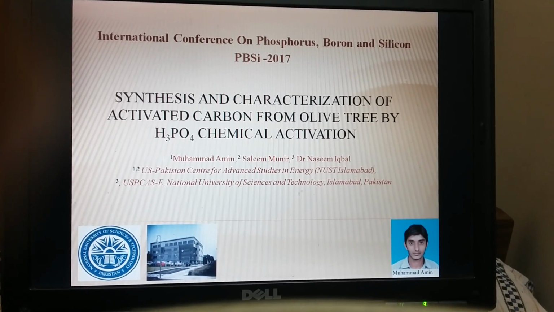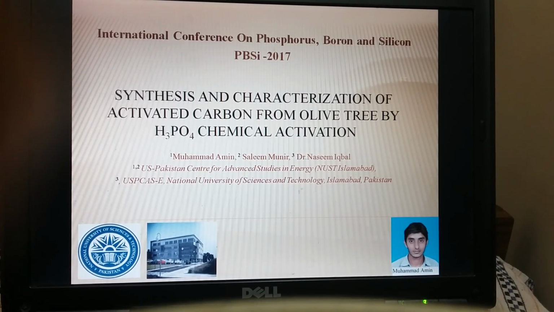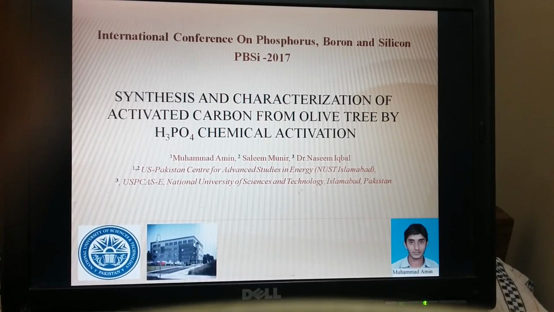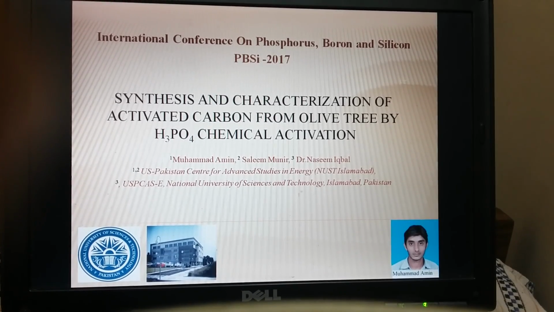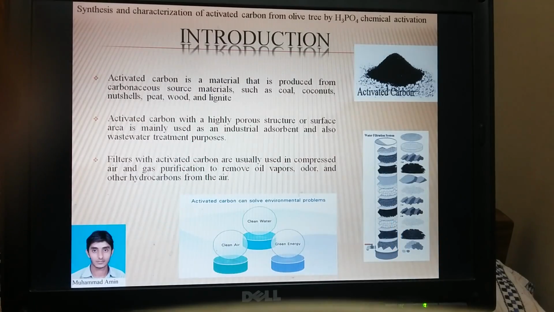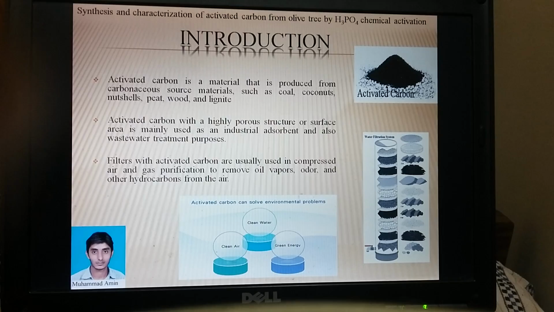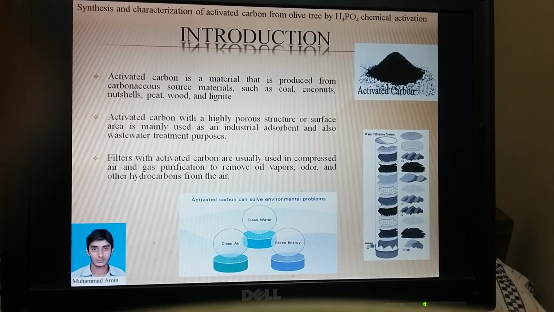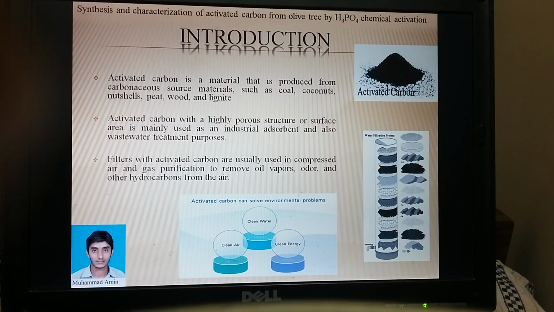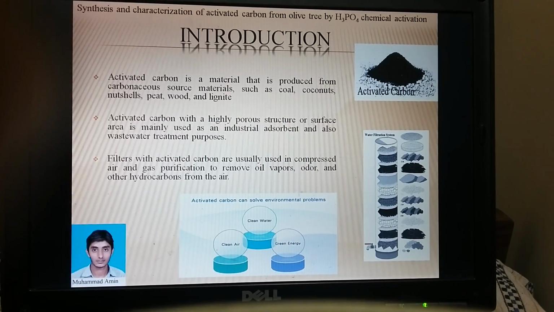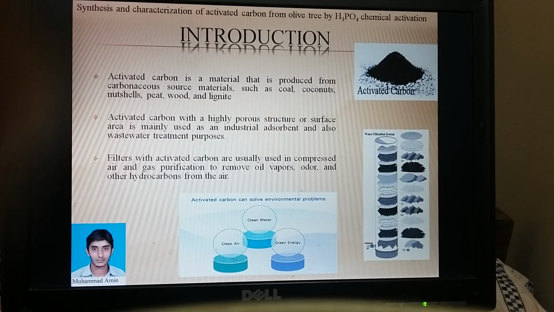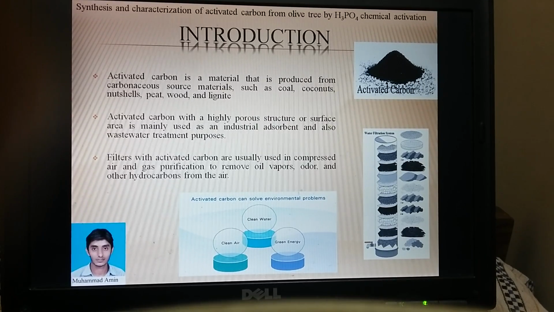My topic is synthesis and characterization of active carbon from olive tree by phosphoric acid chemical activation. First of all, introduction. The introduction contains the sources of active carbon and their applications in different areas. Mainly, active carbons come from coal, coconuts, nutshells, peat, wood and lignite.